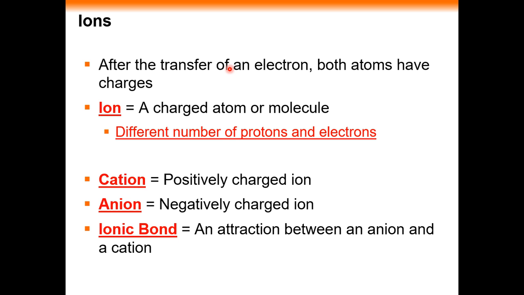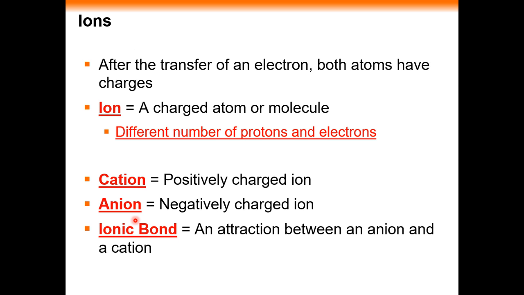We call these ions. Ions are charged atoms or charged molecules. They have a different number of protons and electrons. Remember, the periodic table doesn't involve ions. They're all neutral. They have the same number of protons and electrons. But when you start changing the electron number, then all of a sudden you form an ion. So it could be positively charged, like a cation, or it could be negatively charged, like an anion.